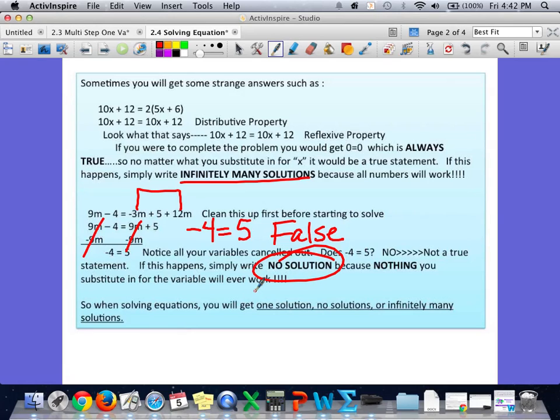So you could have one solution where you've actually solved it and it's like x equals 4. Or you can get infinitely many solutions where the statement is true on both sides, like this one right here. That one's infinitely many, or all real, the same thing. Or you can get one that's a no solution, like this one where it is false. Okay? So those are the three choices you may run into in this section. So just be aware, if your variables go away completely, then you're either going to have infinitely many or no solution.